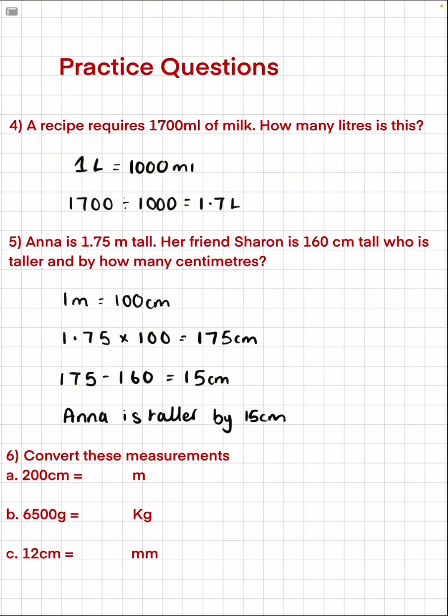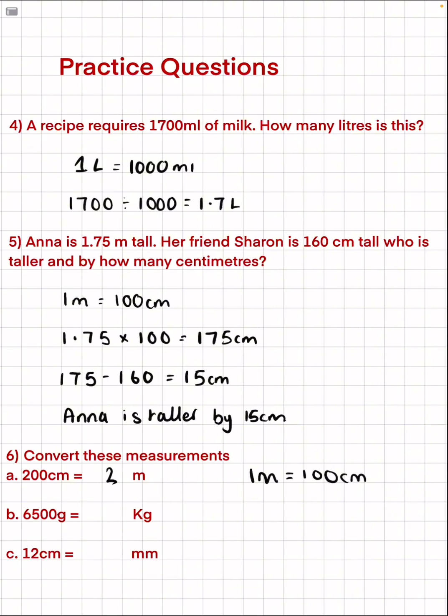The next question says convert these measurements. We need to convert 200 centimeters to meters. We know that 1 meter equals 100 centimeters. So we're going from small units to big units, so we divide. 200 divided by 100 is 2.